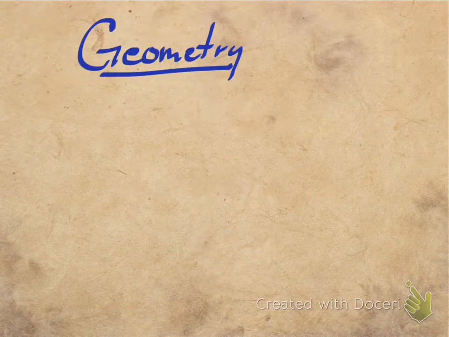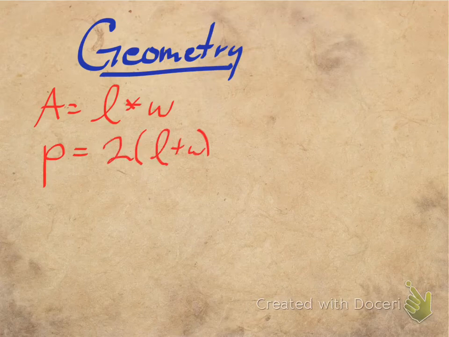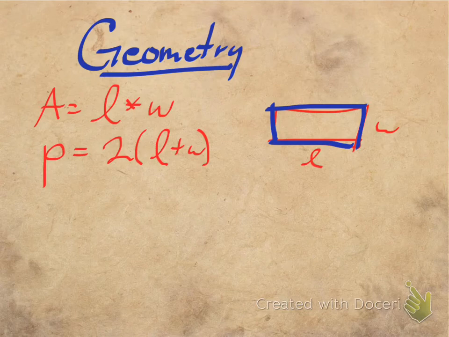All right, geometry is full of formulas. You know several of these. The area of a rectangle is its length times its width. The perimeter of a rectangle is double the sum of the length and the width. If you think about a rectangle, you add up one corner, this side and this side, that's 1/2 of the perimeter, and then double it, so it's 2 times the sum of L and W. Sometimes people write it distributed, 2L plus 2W, which is a little more work, but it does the same thing.